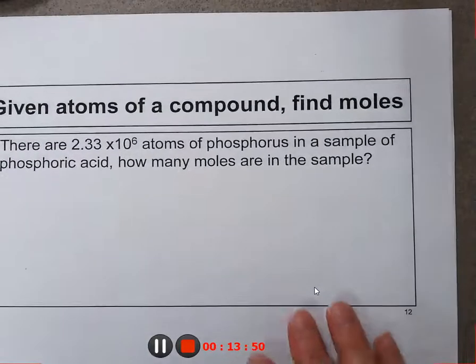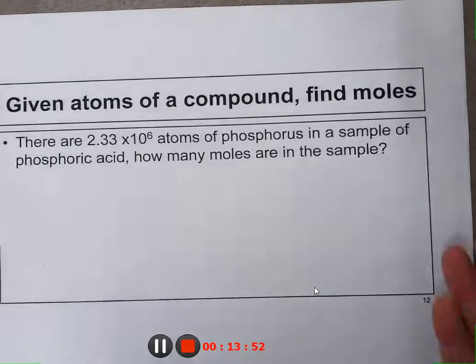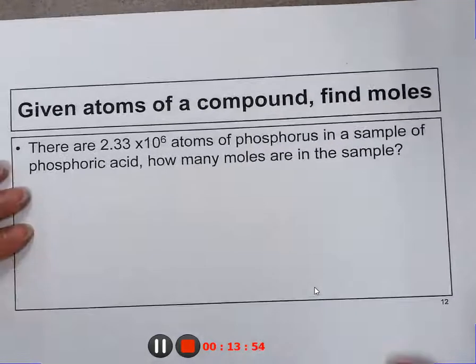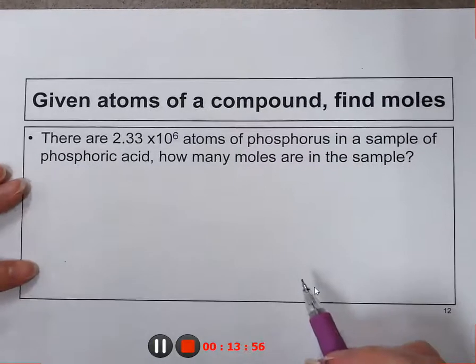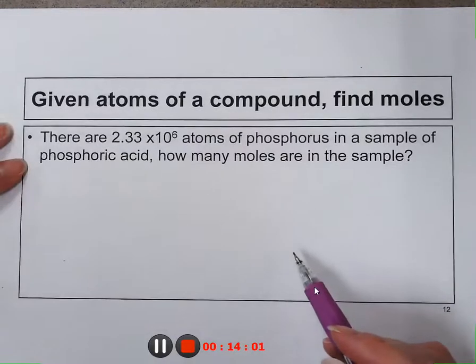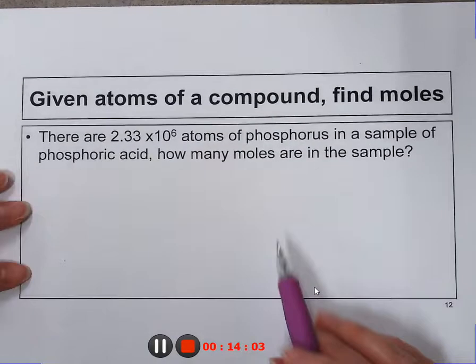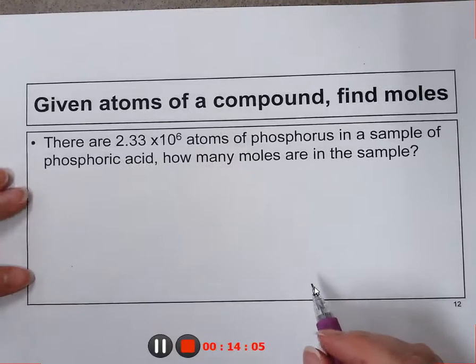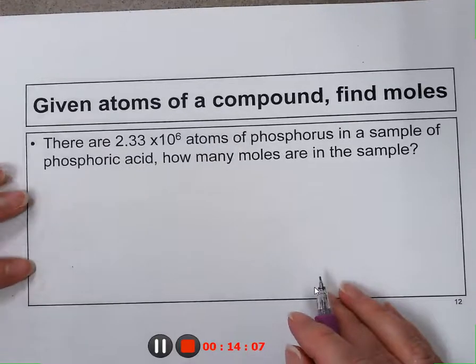And this would be an example of one of those times when you can't. I guess you could do multiple proportions. Alright, there are 2.33 times 10 to the 6 atoms of phosphorus in a sample of phosphoric acid. How many moles are in the sample? Well, a couple of things we already know.